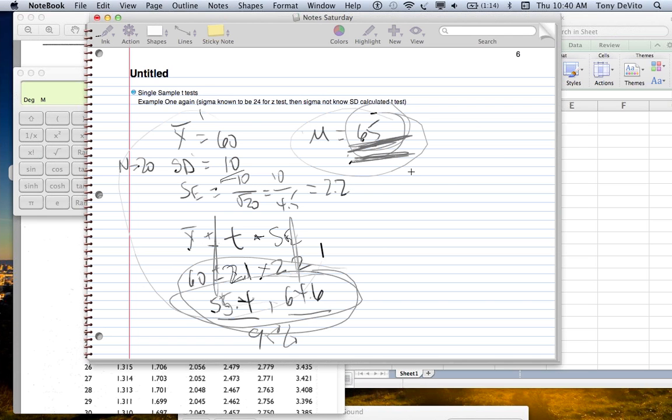The other way I can do this is by doing a t-test. In the t-test, we're actually going to take these two means, x bar minus mu, over the standard error, and calculate a t-score for that value. It's going to be equal to 60 minus 65, divided by the standard error, which we calculated here, which was 2.2.